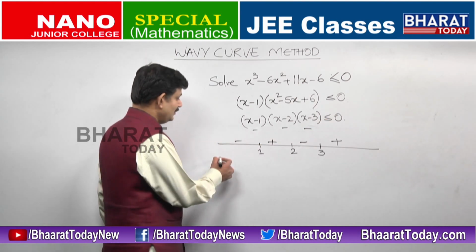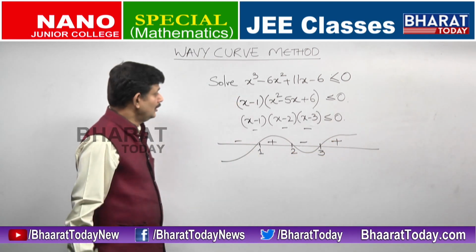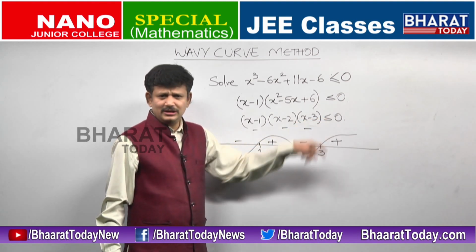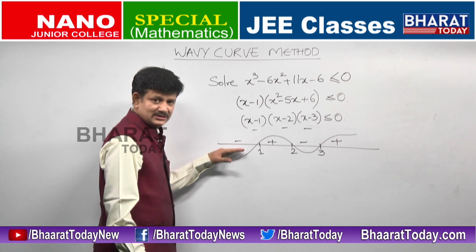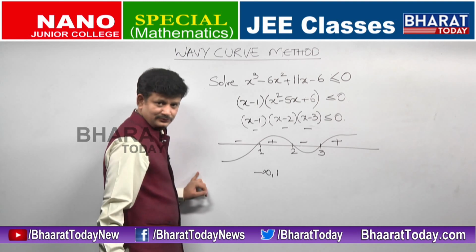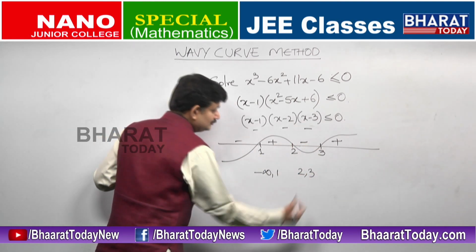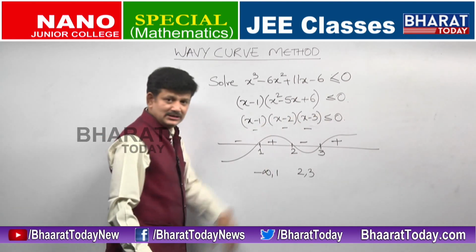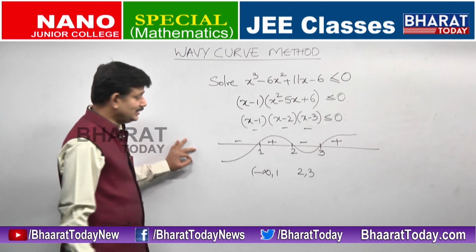You can see a wavy curve. What do I want this expression to be? Less than or equal to 0. Negative. When will this expression be negative? It is negative in this region, from minus infinity to 1, and again it is negative from 2 to 3, and in the rest of the intervals it is positive. I want only the negative region, and it will always be open at minus infinity.